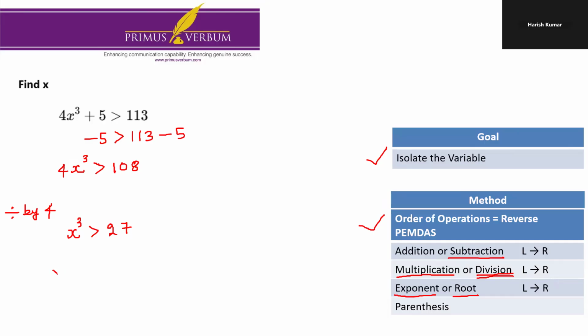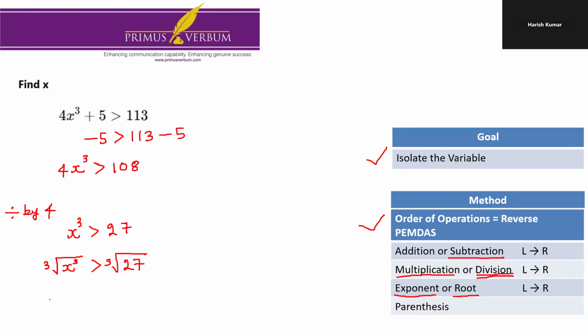So if I take the cube root of x cubed, or x raised to the power 3, then I can get rid of the third power to which x has been raised. Now, if I do that on the left hand side, I must do that on the right hand side as well. So I'm going to take the cube root of 27 as well.